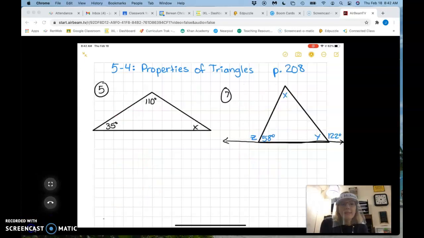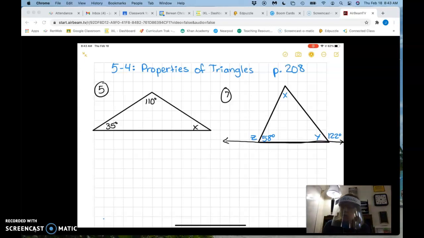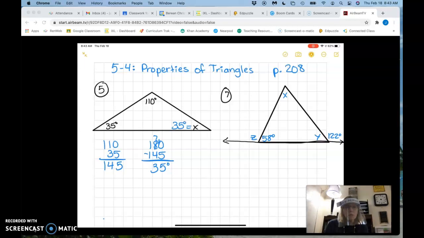For numbers 5 and 7, it says find the unknown angle in each picture. So what I need to do to find the first one, we know that all the angles add to 180. So I can just add the two angles they gave me and subtract that number from 180. So 35. So x is going to equal 35 degrees. Okay? Now number 7 is a little more involved.